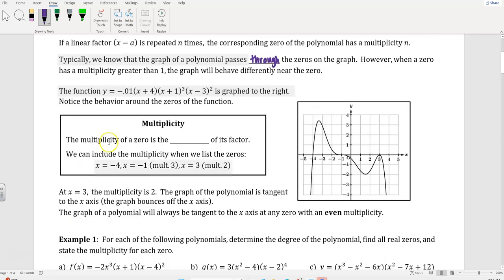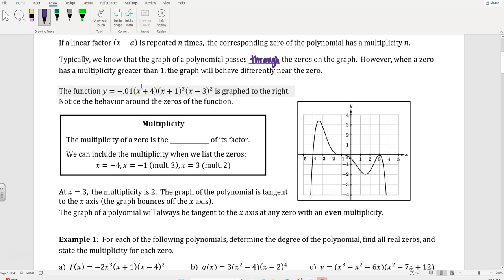So if we look at this function that they have graphed for us, y equals negative 0.01 times x plus 4 times x plus 1 times x minus 3, and then the x plus 1 is cubed, the x minus 3 is squared. That is graphed to the right. Notice the behavior around the zeros of the function. So first of all, let's just notice the zeros, right? Zeros are things that are going to make this function equal to 0.